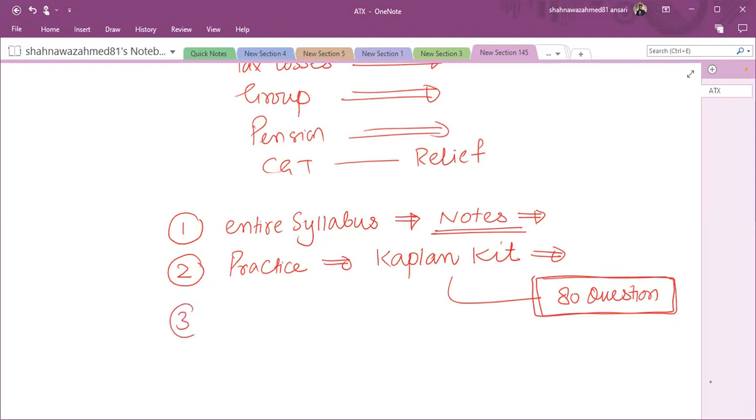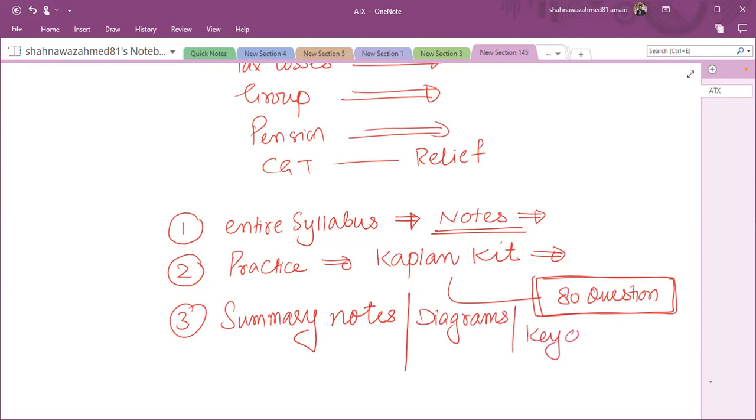You can also prepare summary notes. You can use our summary notes as well in order to memorize effectively the diagrams, key dates, so that you can produce them on the exam day. And you have to start memorizing, start learning from day one.